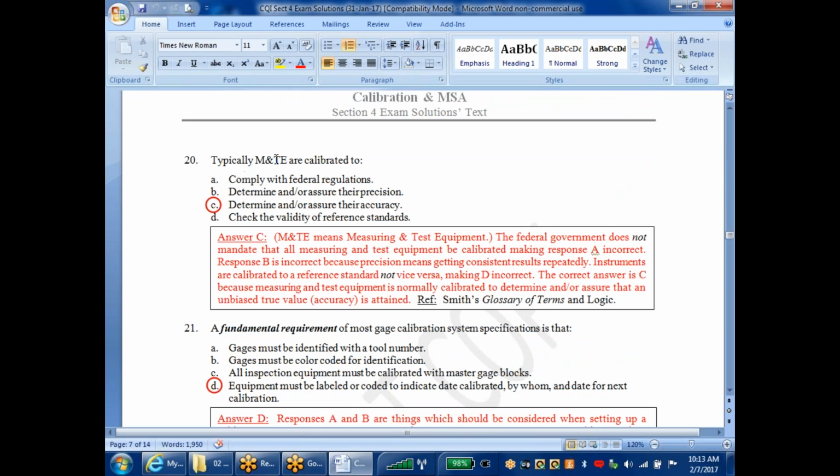20, typically measuring and test equipment are calibrated to, and again, I'll let you read through the answer choices here. The right answer is to determine and/or assure their accuracy. D is the opposite, really. You don't use M&TE to check the validity of reference standards. It's the other way around. And the government doesn't have any regulations for M&TE. It doesn't mandate that all equipment be calibrated.